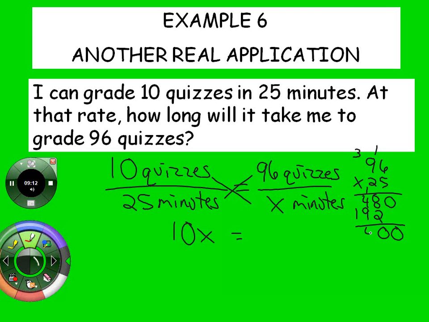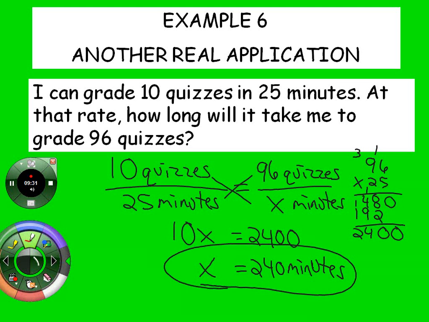So 96 times 25 is 2400. Okay, so 2400, and then I'm going to divide by 10. So if I divide by 10, I'm getting rid of the 0 there. So that would be 240 minutes, and that's about right. So 240 minutes, which of course is 4 hours. So gives you an idea how long it takes to grade.